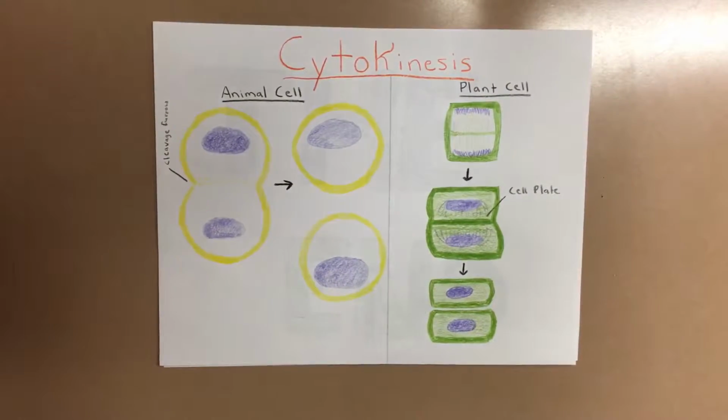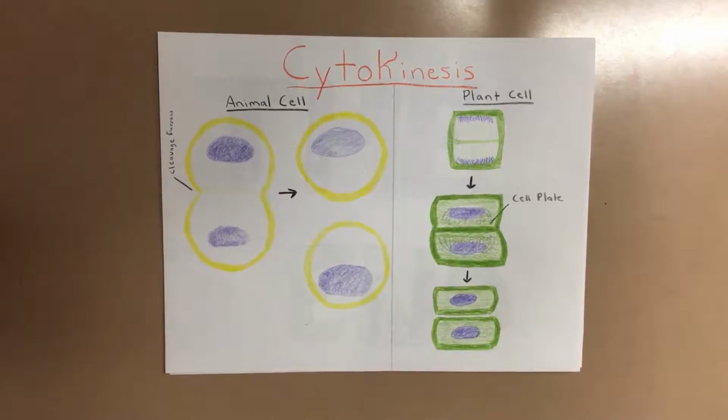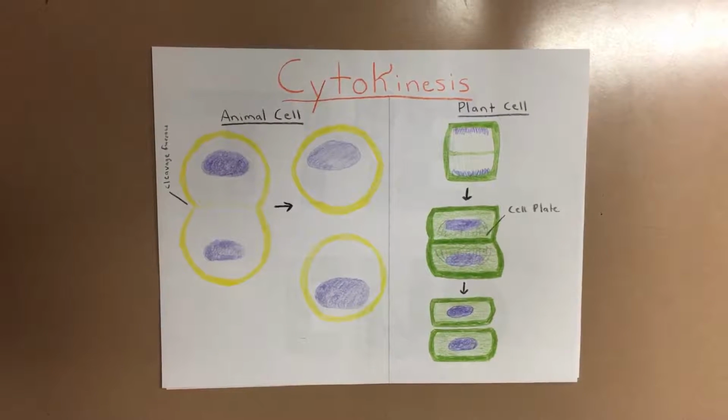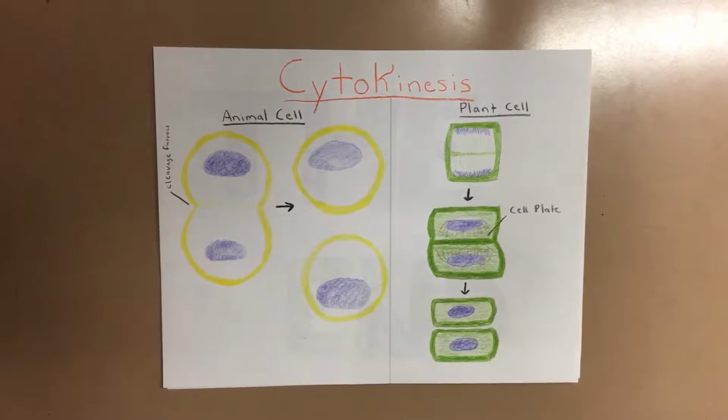In an animal cell, the first visible change is when the cleavage furrow is created on the cell's surface. The furrow deepens and spreads around the cell up until it fully divides in 2.